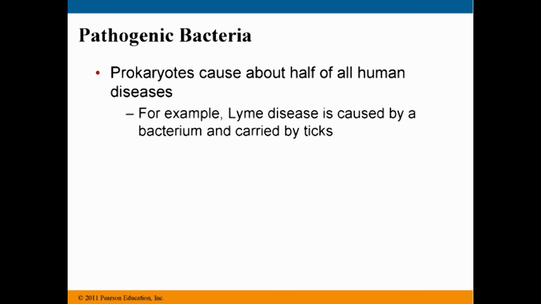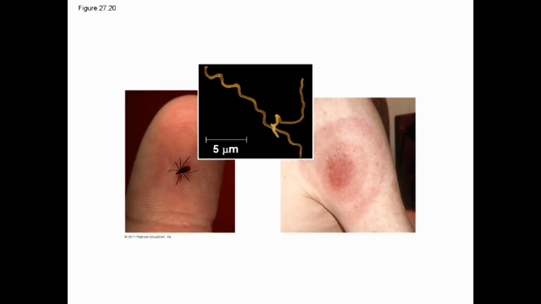Pathogenic bacteria, on the other hand, is going to cause disease. So one of the examples here is Lyme disease. And Lyme disease is Borrelia, and it's carried by ticks. So it's a very specific bacterium that is carried by a tick. So this is what the tick looks like right there. So these guys are small, little deer ticks. This is what the bacteria looks like, so the little spirochete.